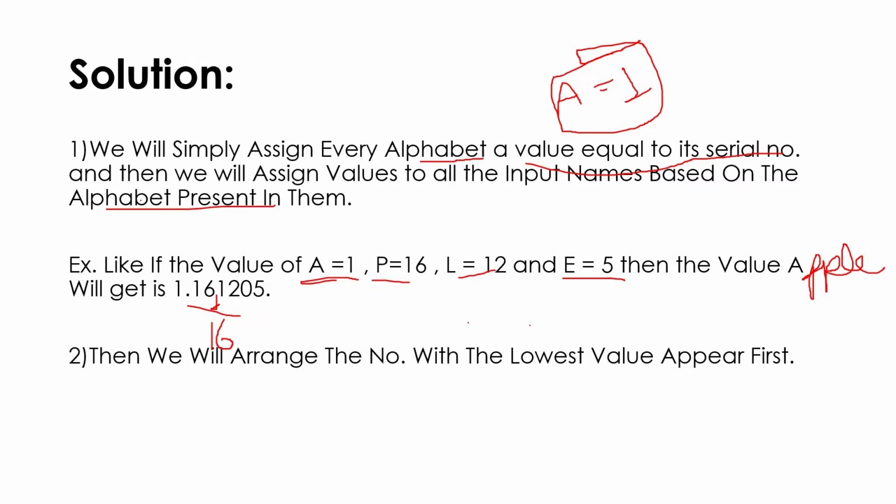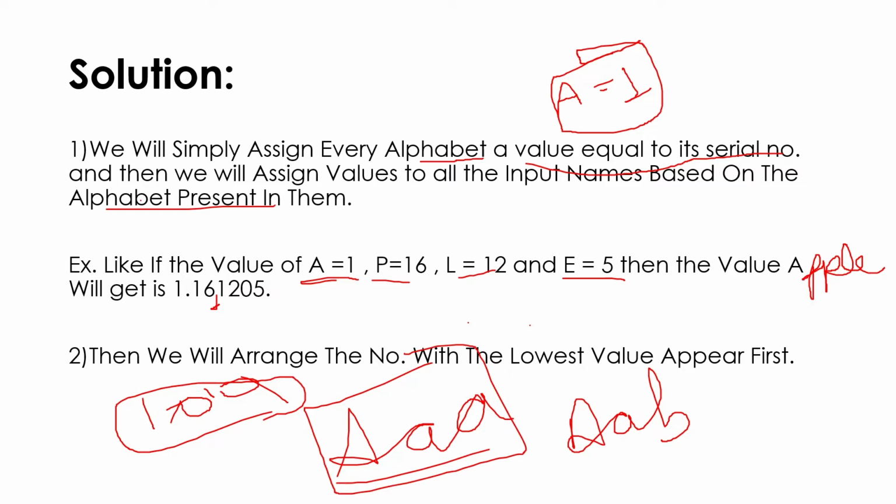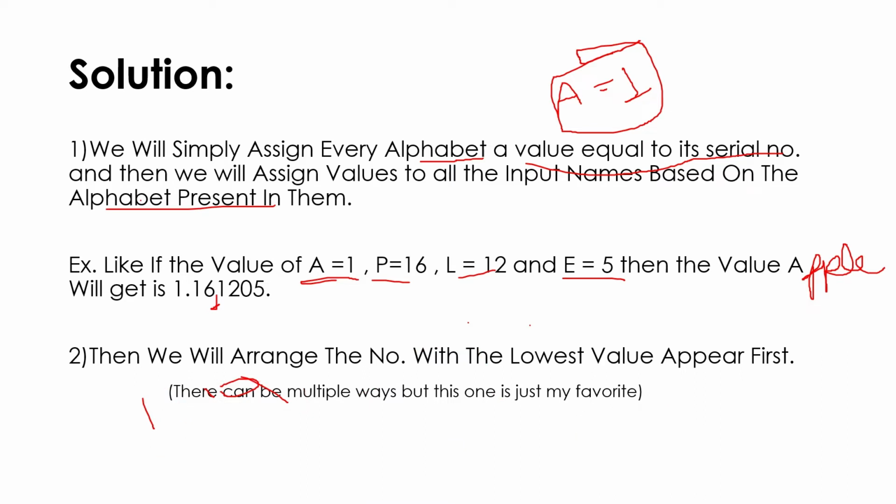Then the third step is we arrange the numbers with the lowest value appearing first. Let's say there is something like triple A and something like double A and then B. The value of the first will be 1.010101 while the value of the second will be 1.0102. So the first value should come first, and as we already know, that comes first in the dictionary. So our algorithm is correct. That's it for the explanation. Let's get to the function. There can be multiple ways to solve this question, but this is my favorite way.